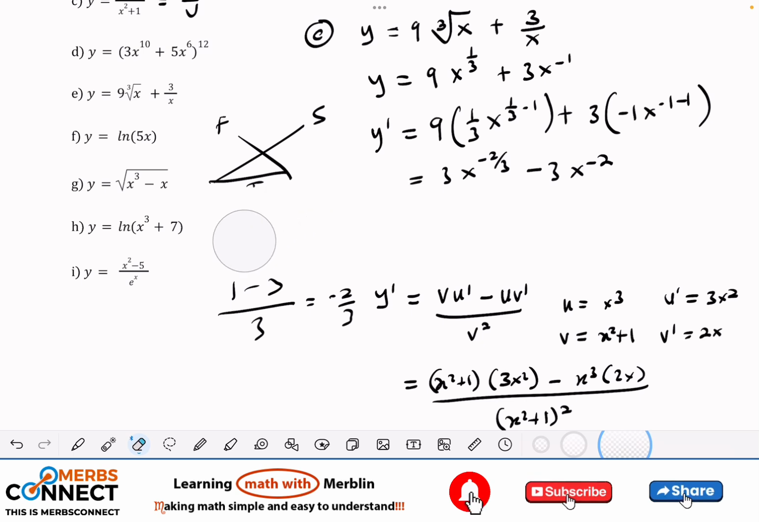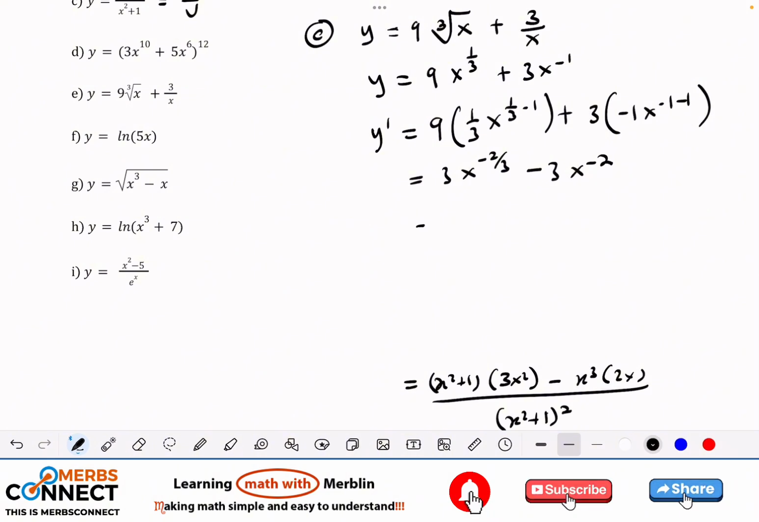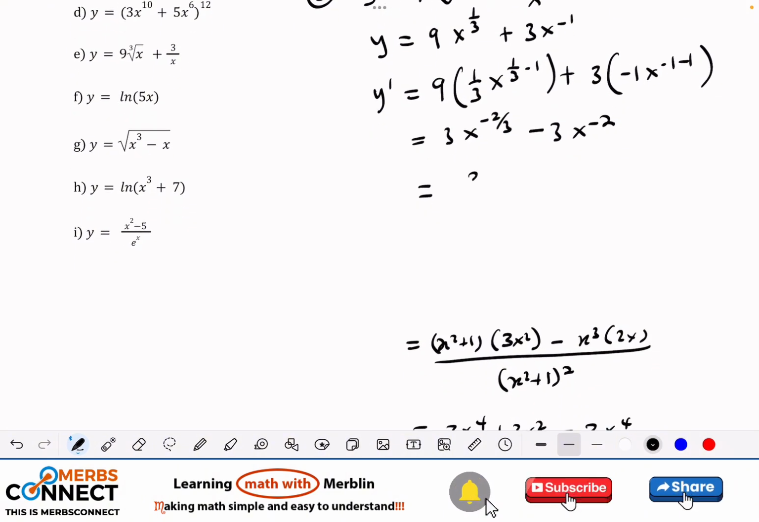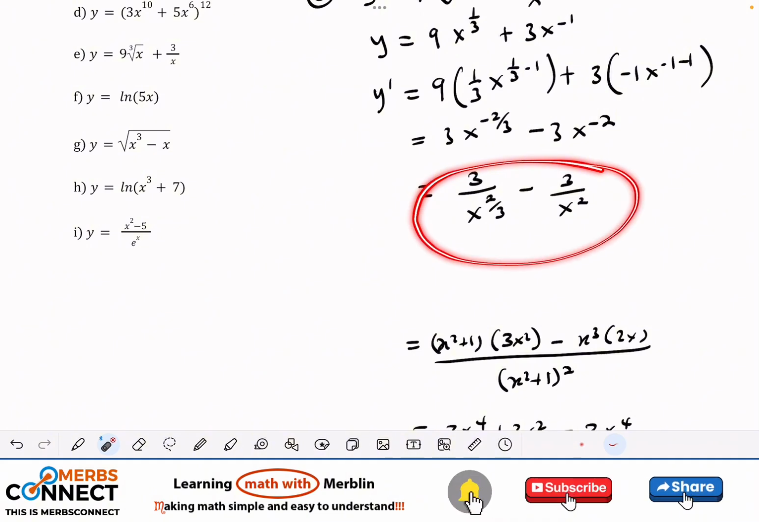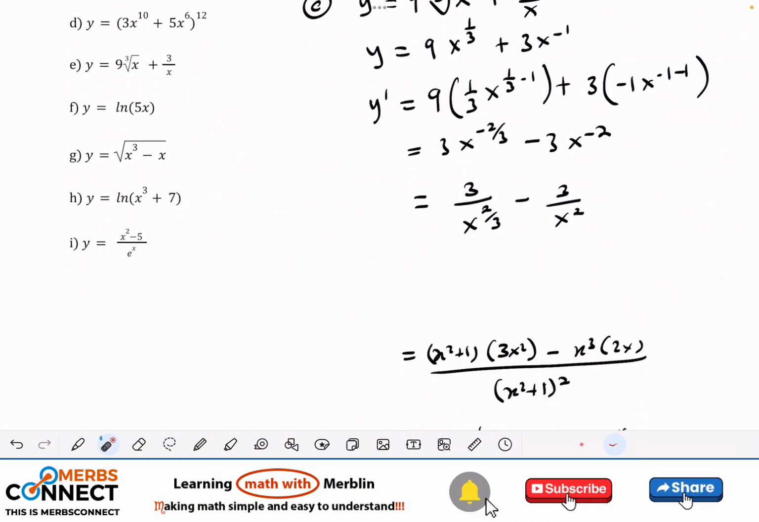If you want to simplify, yes, you can go ahead and simplify, and you are going to get something like this. And you are going to get something like, this is the same as 3 divided by x to the power 2 on 3 minus 3 divided by x squared, right? So we can leave it in this form. So this is the E. This is what we are going to get for the E.